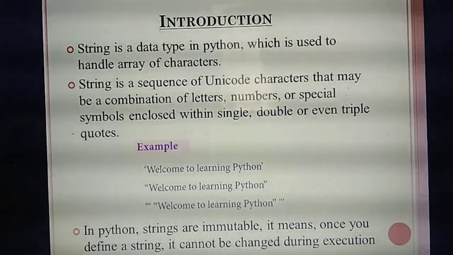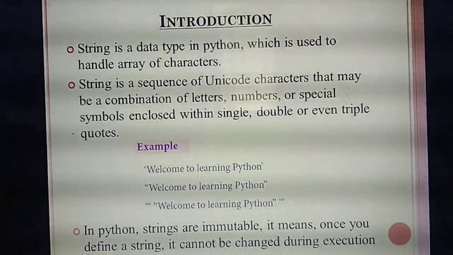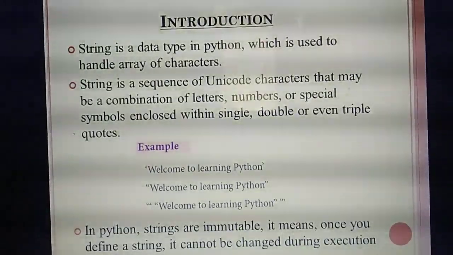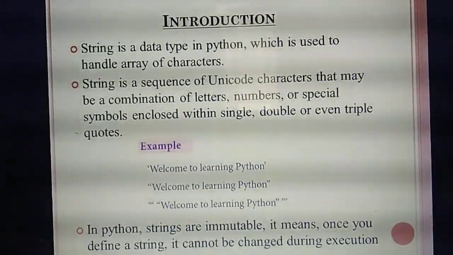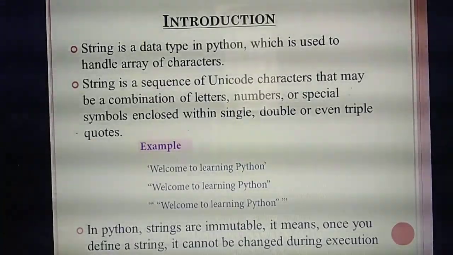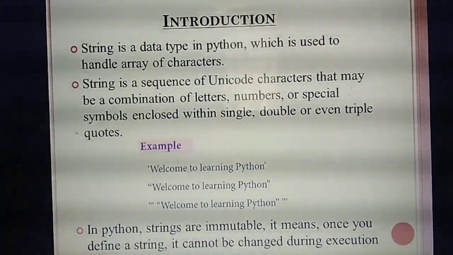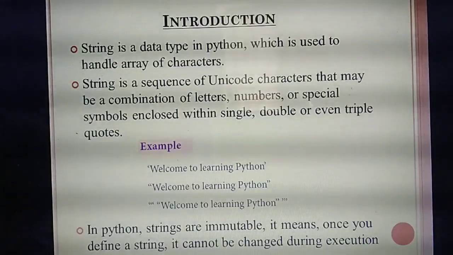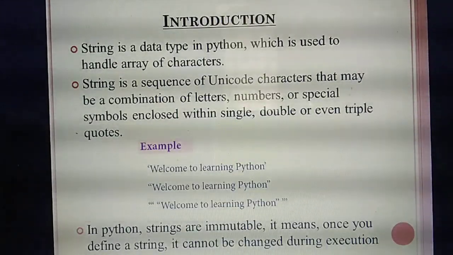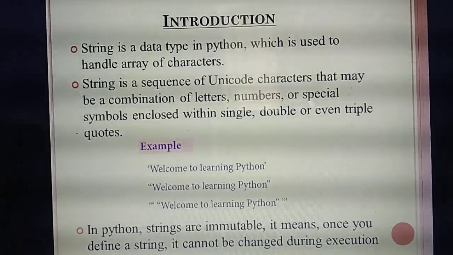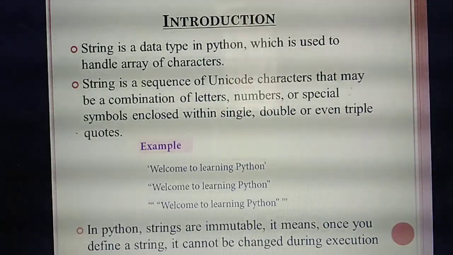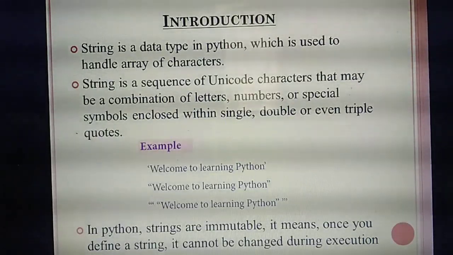So what do you mean by string? In Python, string is a data type. Likewise, in C++ you have studied int, float. Likewise, the string is also a kind of data type. So what's the use of the string data type? It will handle an array of characters. What do you mean by array of characters? Collection of characters. I said that first itself.